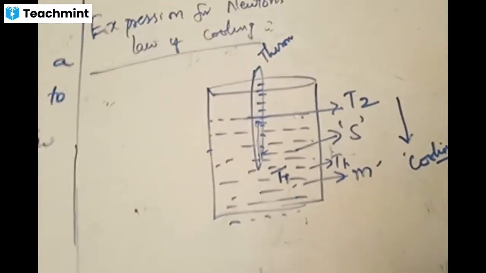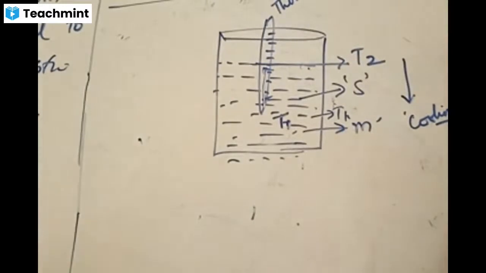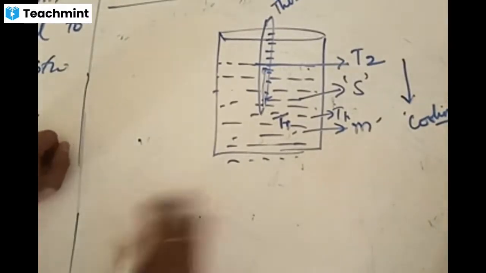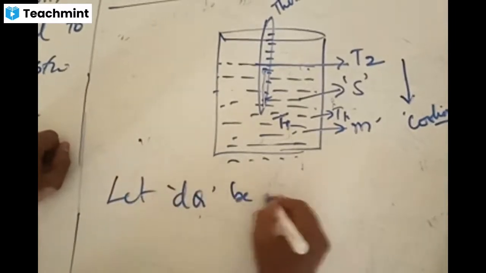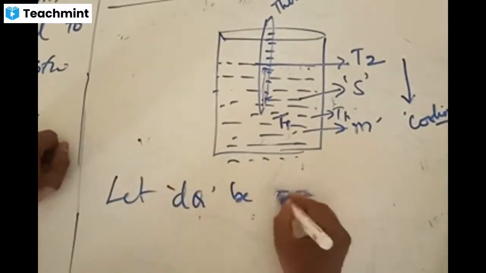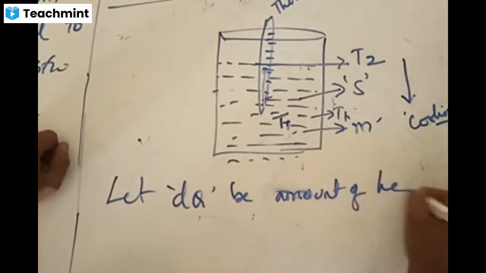Is this description clear? Simple thing, right? Simple thing. Contents are taken, whose mass and specific heats are taken. Accordingly, it is right, clear. Now let dq be the amount of heat lost.